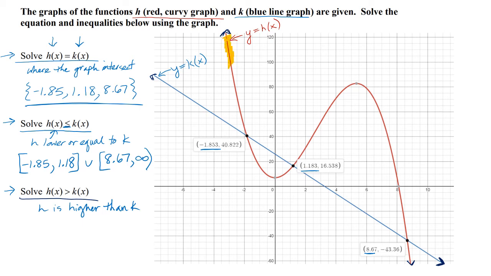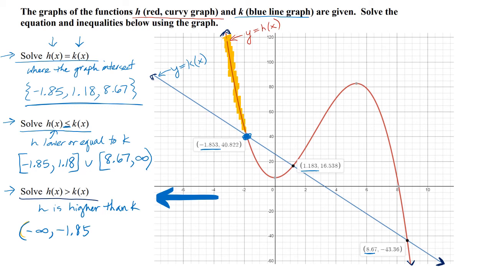Get my highlighter working. To the left of the first intersection, you can see that h of x is higher. It's above the blue line. So the red graph is above the blue line. So that means that we have from all the way to the left, so remember going to the left is negative infinity, negative infinity all the way up to where we have this first intersection point, which will be at negative 1.85. That would be values where h of x is above k.